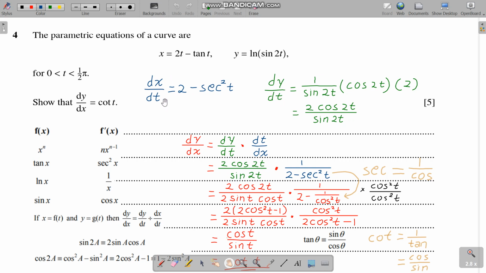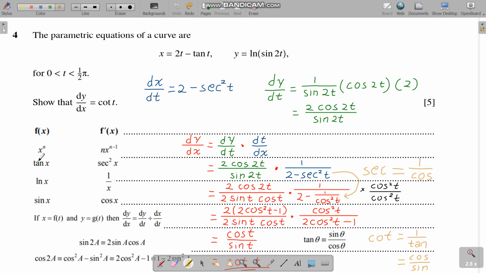For dx/dt, the derivative of x with respect to t: the derivative of 2t is 2, and the derivative of tangent is secant squared. And for the derivative of ln sine 2t, just look at the formulas here: tangent becomes secant squared, ln x becomes 1 over x.